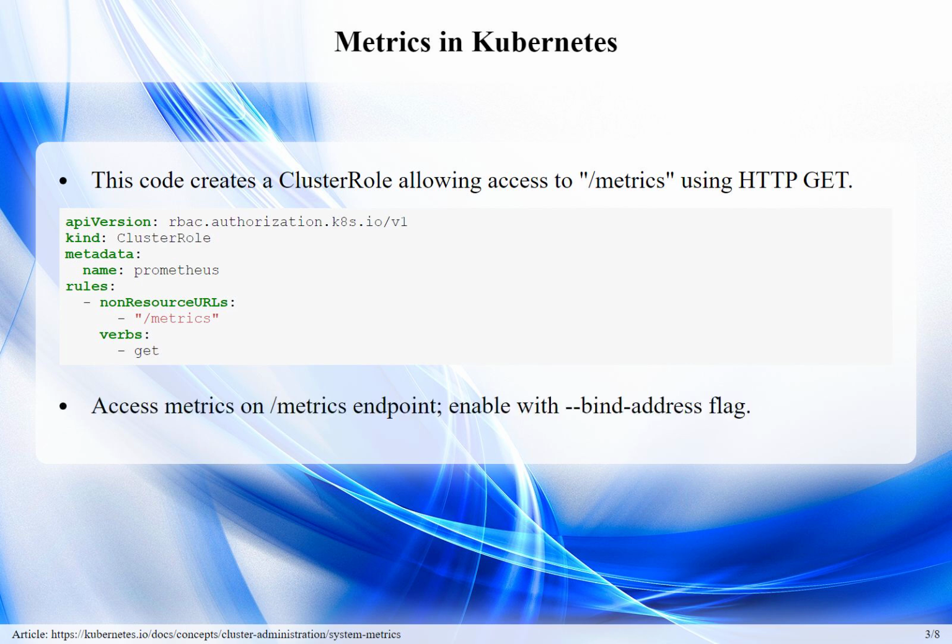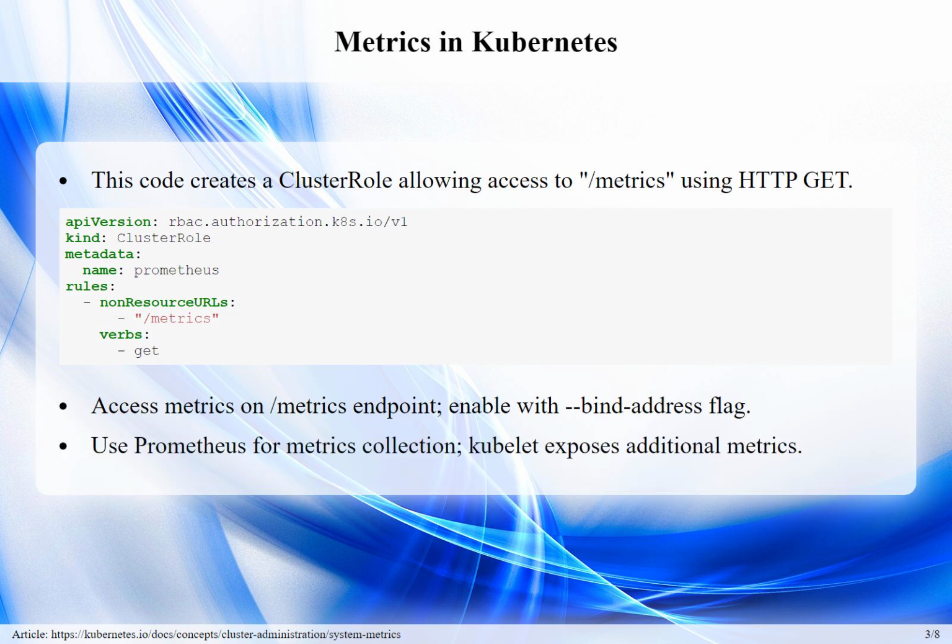Metrics can be accessed from the metrics endpoint on the HTTP server. If not available by default, it can be enabled using the bind address flag. Components like Kube Controller Manager, Kube Proxy, and Kube API Server can have metrics enabled this way.